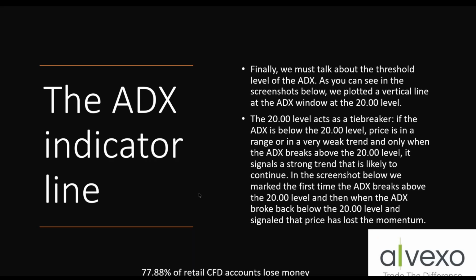So the 20 level acts as a tiebreaker. If the ADX is below the 20 level, prices in a range are in a very weak trend, and only when ADX breaks above the 20 level, it signals a strong trend that is likely to continue. So in the screenshot, we mark the first time that the ADX breaks above the 20 level. And then when the ADX broke back below the 20 level and signaled that price had lost momentum.